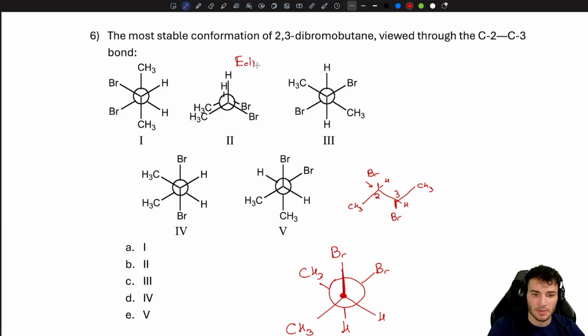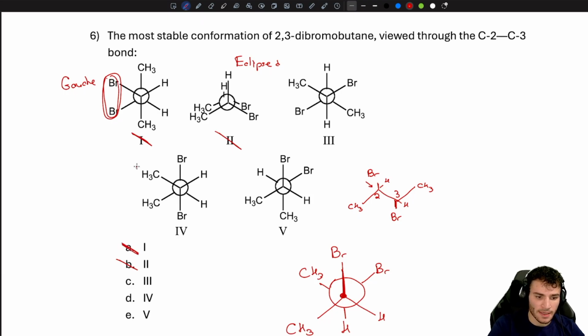This is going to be an eclipsed structure because we have the largest groups covering each other. So definitely not going to be our most stable structure. In structure 1, you have these larger groups covering each other. So this is going to be our gauche conformation. So also not your most stable structure.